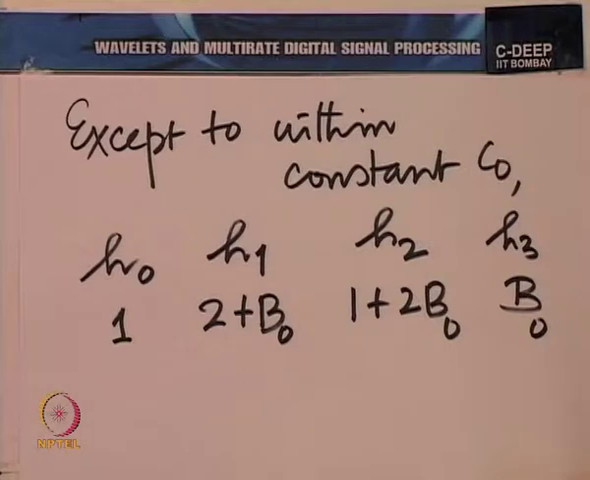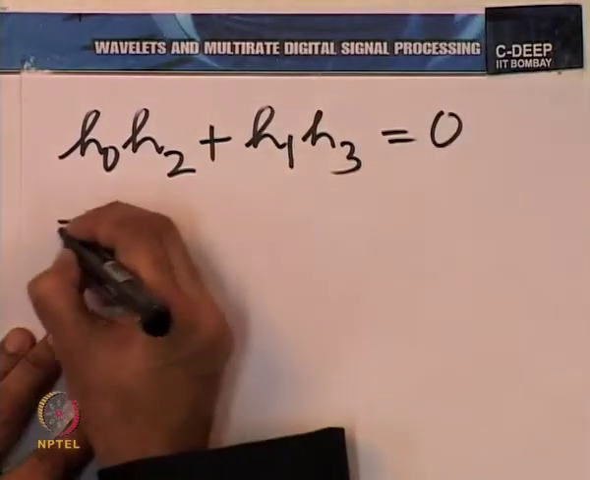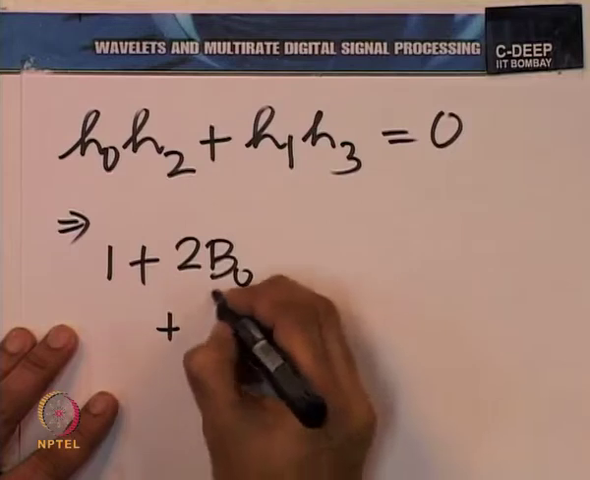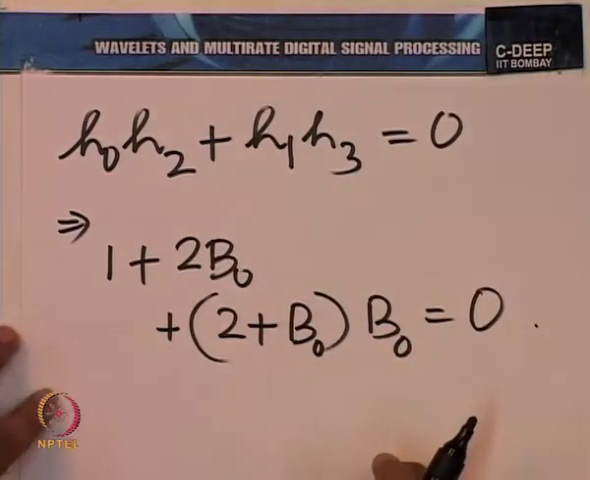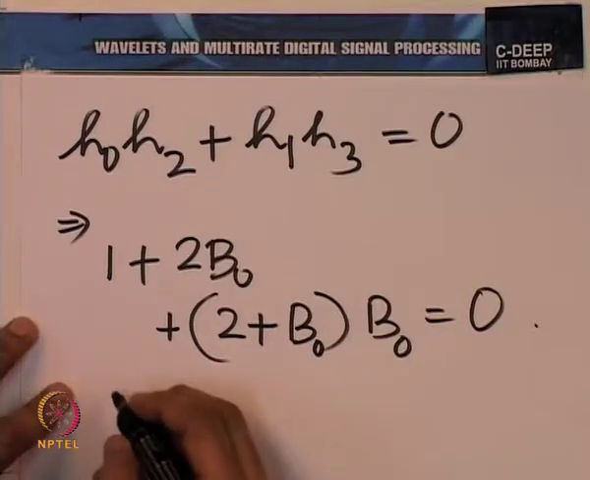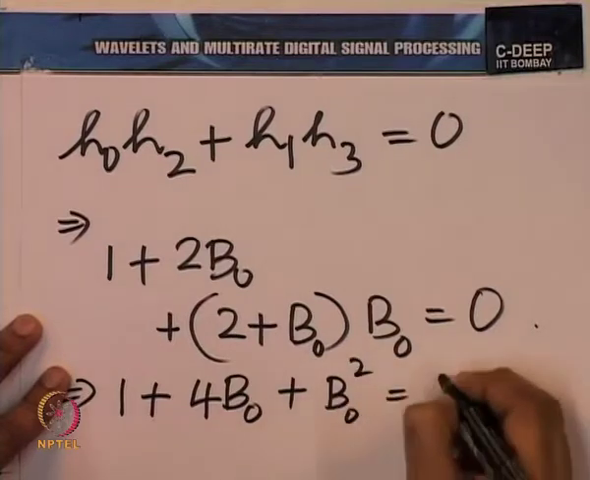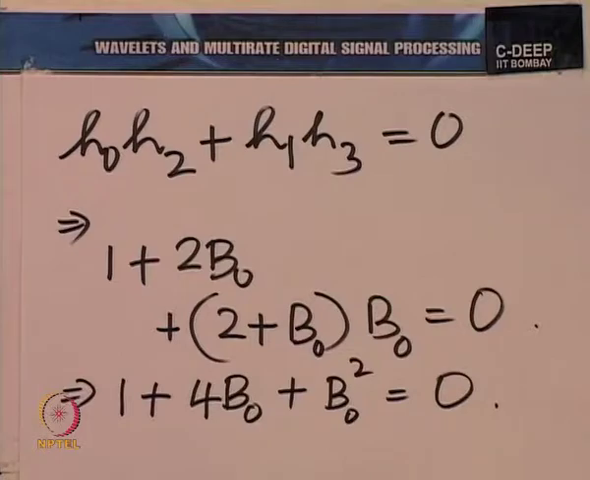And now, we can write down the orthogonality equation that we seek. It says H 0 H 2 plus H 1 H 3 must be 0, implying that 1 plus 2 B 0 plus 2 plus B 0 into B 0 is 0, where we are effectively saying 1 plus 4 B 0 plus B 0 squared is 0. So, there we have an expression for B 0. It is easy to determine. So, B 0 has a constraint, as you see, not surprising. There was one free parameter and one non-trivial constraint.